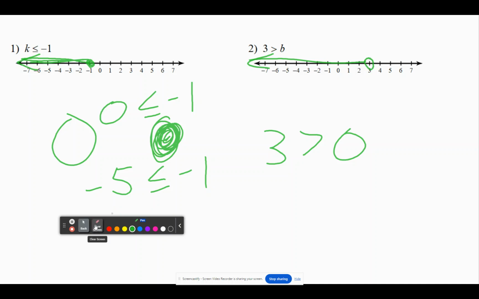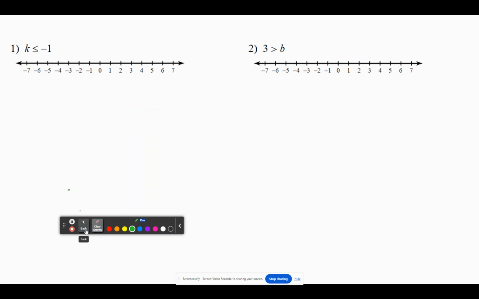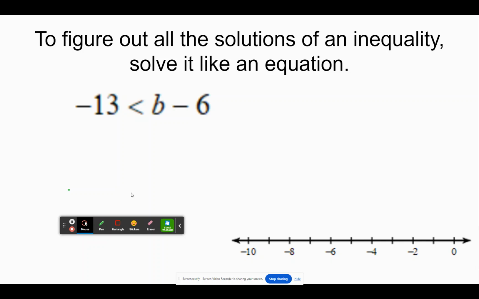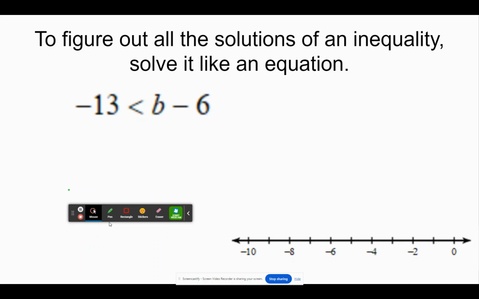But what do we have to do work outside of that? Let's keep going here. To figure out all the solutions of an inequality, solve it like an equation. All right, this is just a one-step equation.